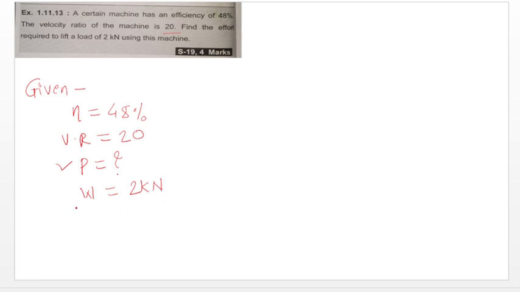See the given data carefully. You will come to know that velocity ratio is given, efficiency is given, and we want to find out the effort; load is given. Now we know that in the formula of mechanical advantage, we have the effort, and we know the formula of efficiency in terms of mechanical advantage and velocity ratio.